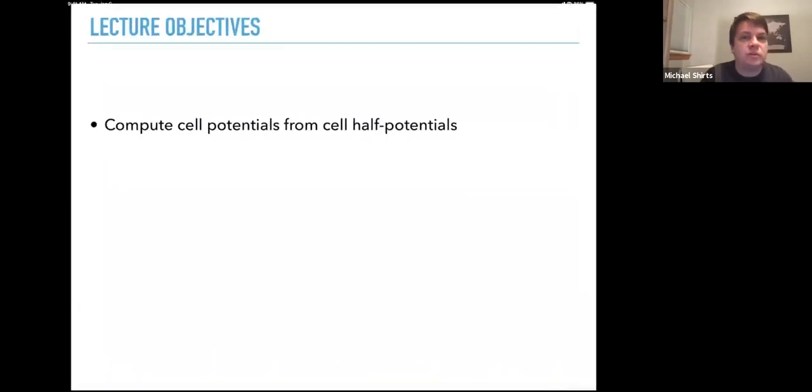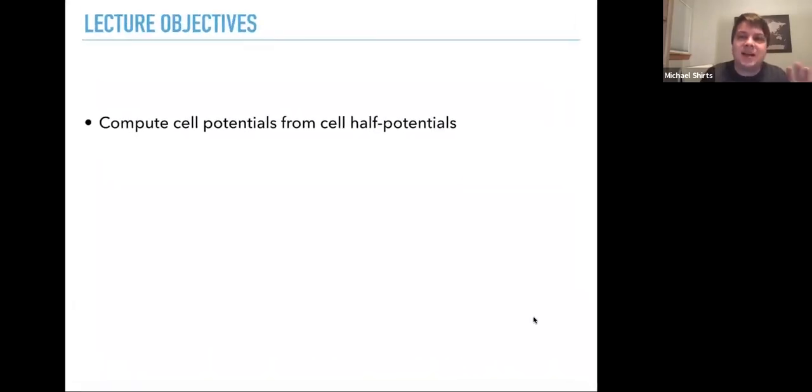All right, so in this segment, we're going to continue to talk about electrochemistry, and we're going to make it more quantitative. To do this, we actually have to figure out how to calculate the electromotive force coming from the chemical energy in the cell. So in this next segment, the main lecture objective is going to be to compute cell potentials from the cell half potentials. Now these are tabulated, and so I'll explain how to do that.